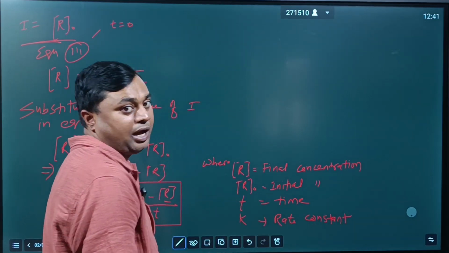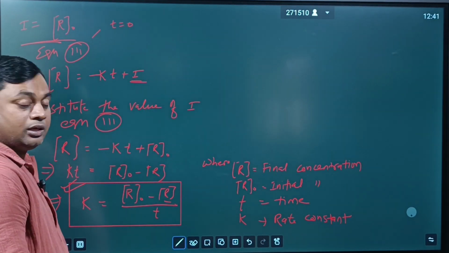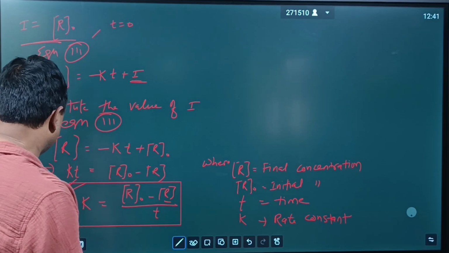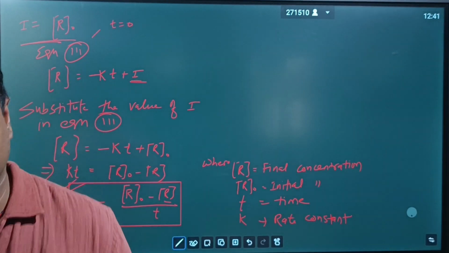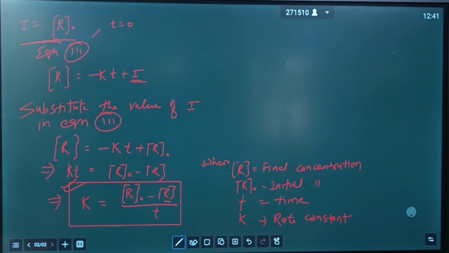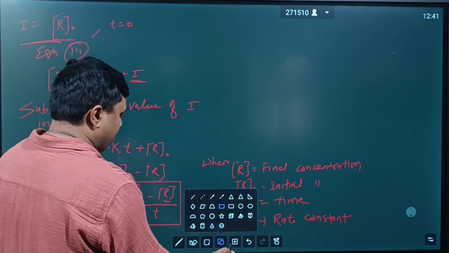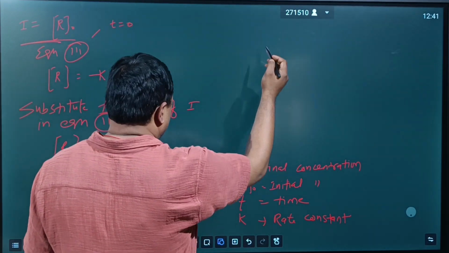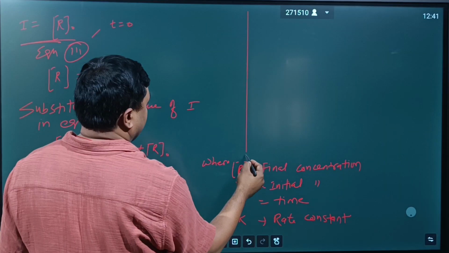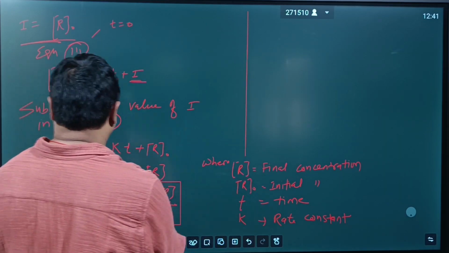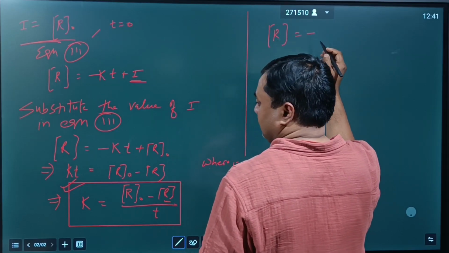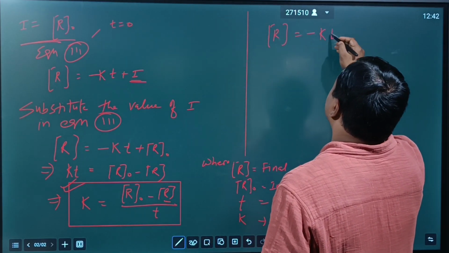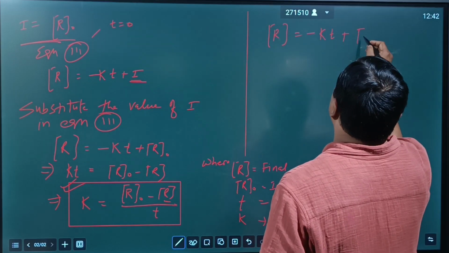Okay, this derivation may be asked for 3 marks. Okay, let's discuss the graph. So when we talk about the graph, what is the expression? We have the expression R is equal to minus KT plus R naught.